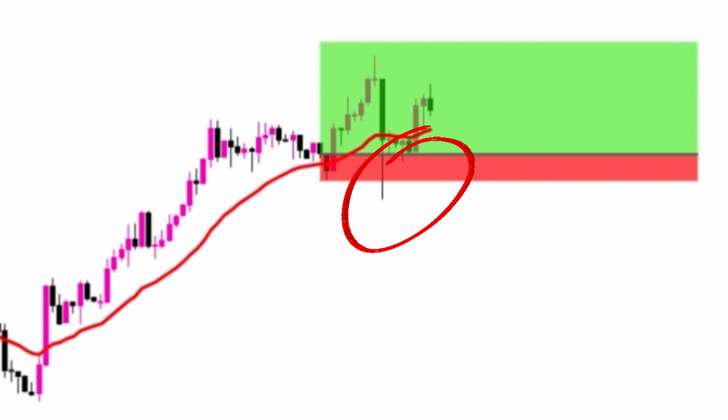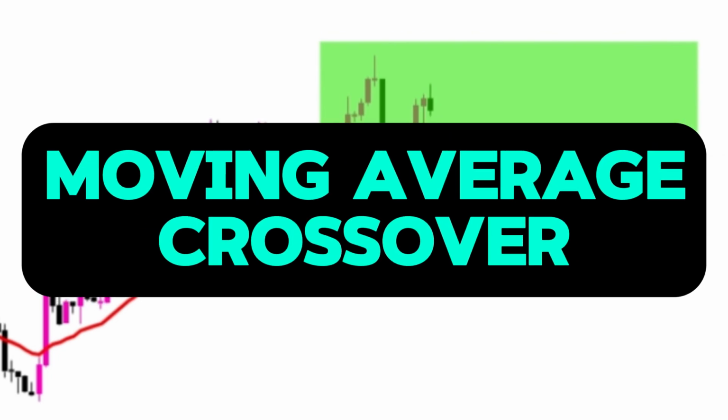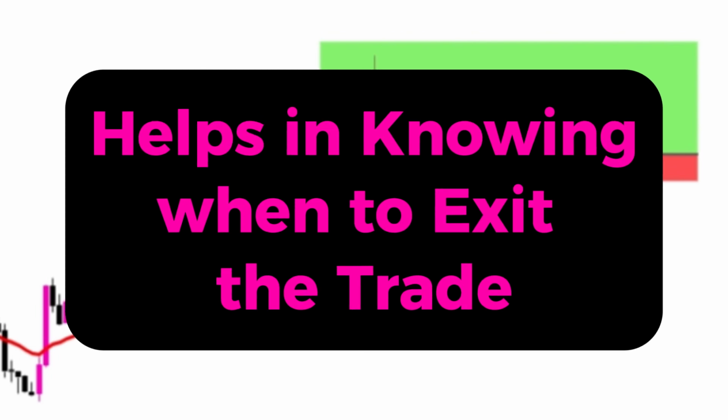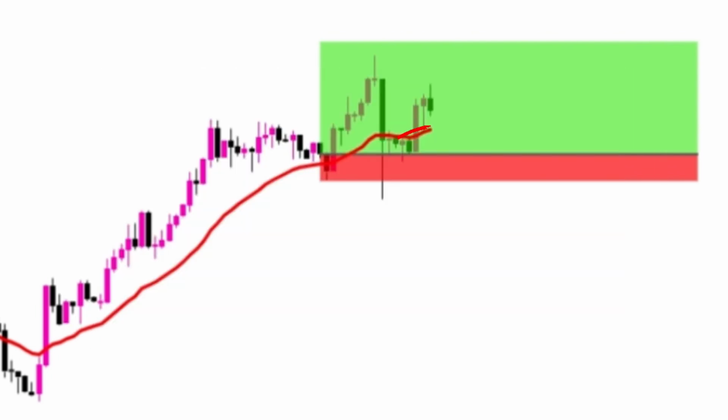This is where the concept of moving average crossover would help us. The crossover of two or more moving averages helps us in finding the correct areas from which we can go long or short into the market for maximizing our profits. Along with that, the moving average crossover also helps us in knowing when to exit our long or short trade in the market. Let us see how the crossover would help us from facing losses in the market.